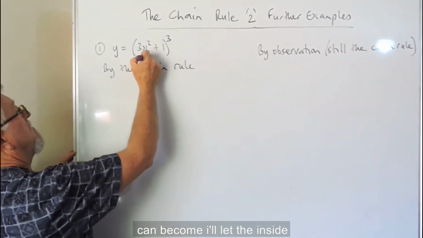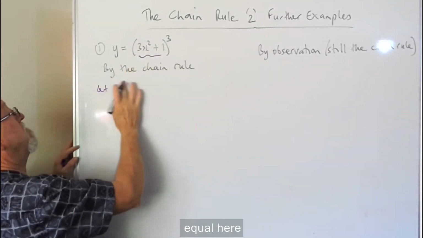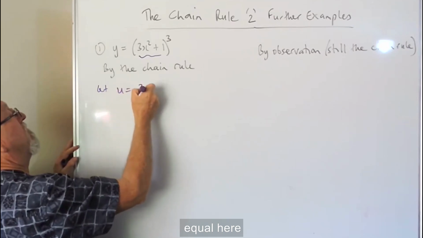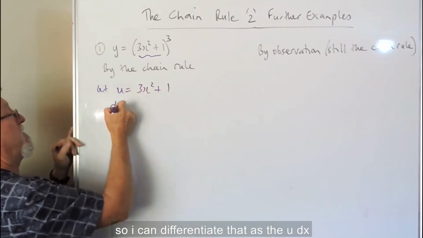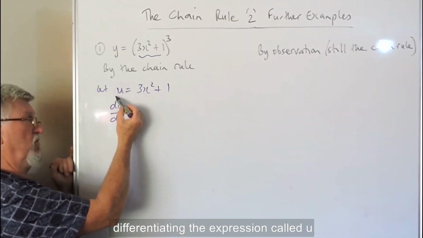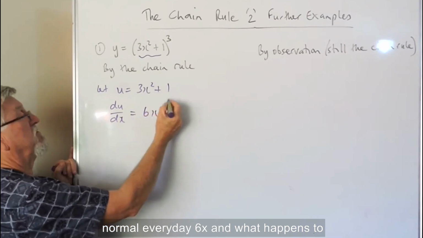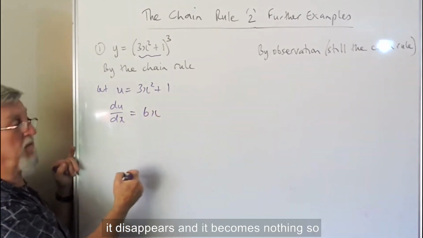Let's see how simple they can become. I'll let the inside equal u. So I can differentiate that as du dx, differentiating the expression called u using the letter x. So that's just a normal everyday 6x, and what happens to the 1? It disappears and it becomes nothing.